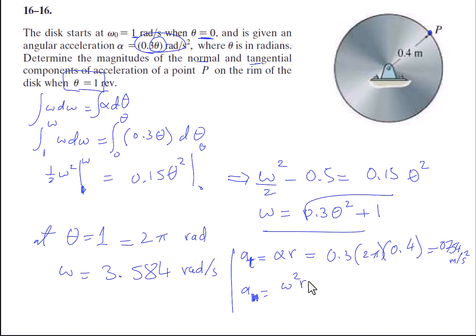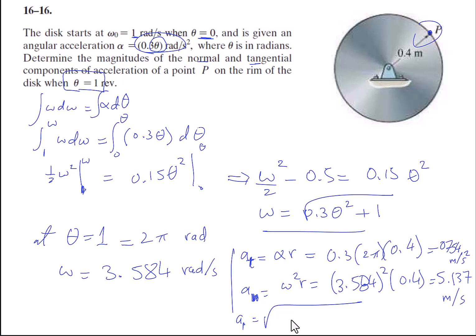This is just omega squared r. So this is 3.584 radians per second squared times 0.4, and this is 5.137 meters per second squared, and the magnitude at point P is equal to the square root of these two things. This is 0.754 squared plus this 5.137 squared, and this would give you 5.19 meters per second squared.